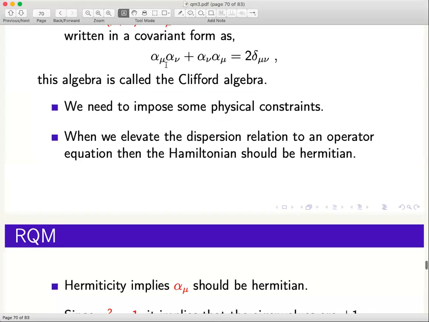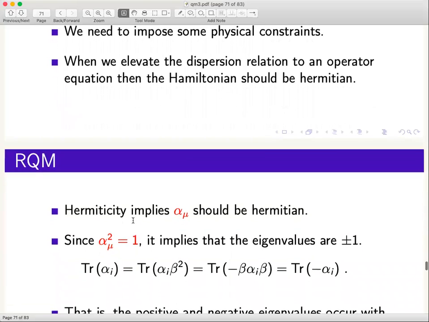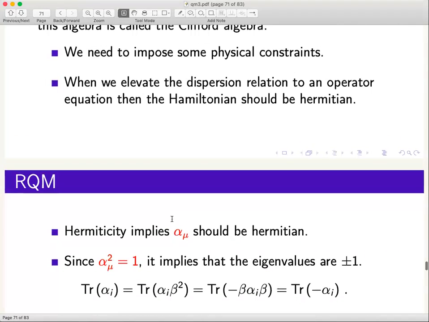Now remember that alpha mu alpha nu was giving us 2 times delta mu nu, which implies that if mu is equal to nu, alpha squared would give you 1. But if alpha squared is equal to 1, that means your matrix would have eigenvalue plus or minus 1, given that alpha mu is Hermitian. That essentially fixes your eigenvalues to be plus or minus 1, so that when you square that matrix, it will give you 1.